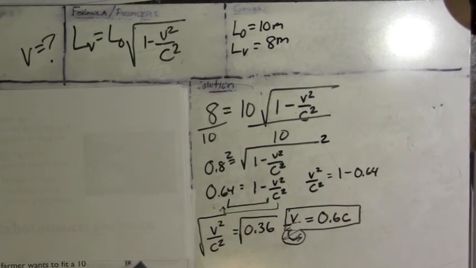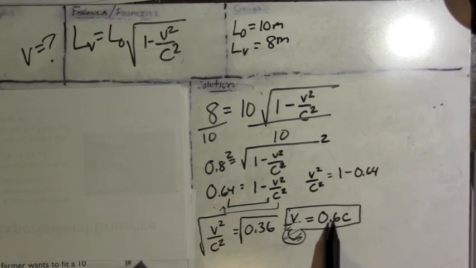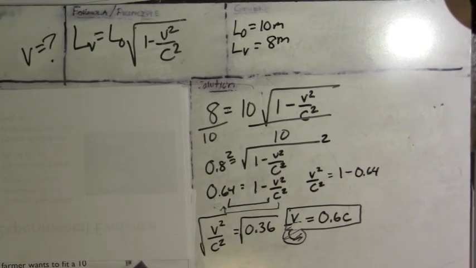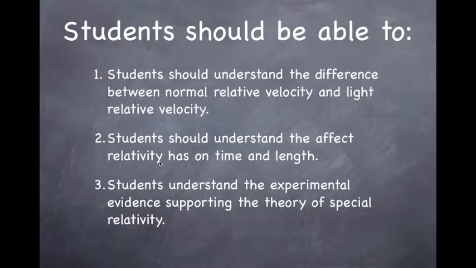So if a farmer can get the pole moving at 60% of the speed of light, a 10-meter pole will fit in an 8-meter barn, although very unlikely. So now you should understand the difference between normal relative velocity addition and light relative velocity addition. You can't just add light rays together and get a new velocity. You should also understand that relativity can change the time or the length.